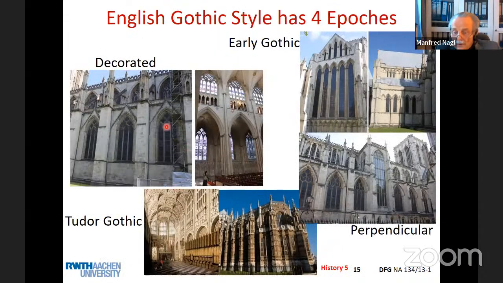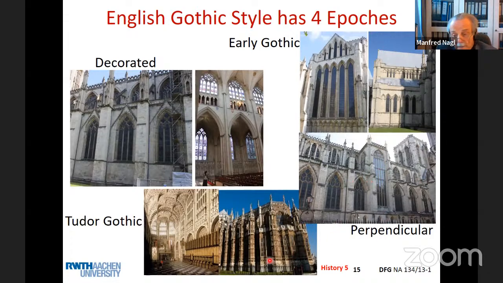Okay, in England, we also have different periods. It started with early Gothic, which is called Lancet Gothic, because that reminds of the top part of a lancet, these windows. Then we have the decorated style, which is high Gothic style in France or elsewhere in Europe. And we see the late Gothic style, which is called perpendicular because the vertical lines are emphasized.